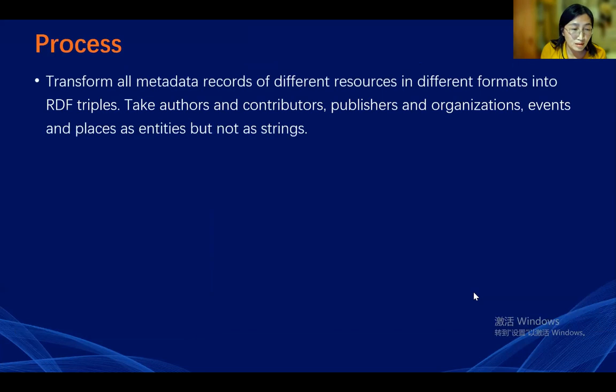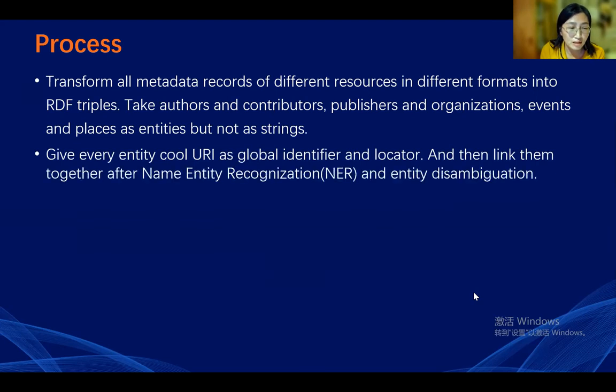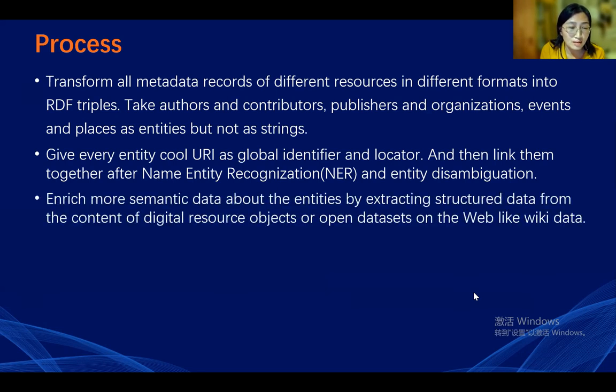Here is the process. Firstly, we transform all metadata records of different resources in different formats into RDF triples. Take authors, contributors, publishers and organizations, events and places as entities, but not as strings. And give every entity a core URI as global identifier and locator, and then link them together after named entity recognition and entity disambiguation. And then enrich more semantic data about the entities by extracting structured data from the content of digital resource objects or open data sets on the web, like Wikidata, maybe the Chinese version.